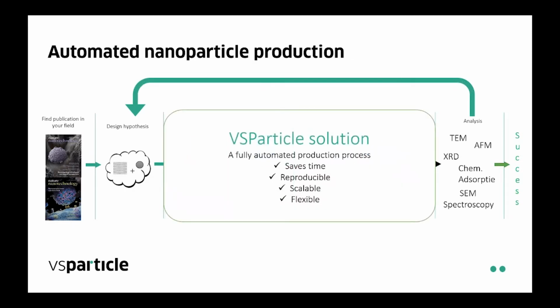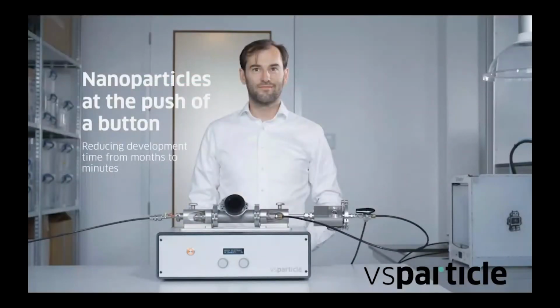At VSP, we do everything we can to provide you with a complete solution. We want to take out the hard part of this cycle. We want you to focus on your field of expertise, that is improving materials for batteries or improving materials for solar cells, but not become a synthesis expert and develop all these specialties that you need to, in the end, synthesize these very small nanoparticles. We want to provide you a fully automated production process that saves you time, that is reproducible, scalable and flexible. We call this nanoparticles at the push of a button. And what we have seen so far is that we were able to reduce the development times from months almost to minutes.